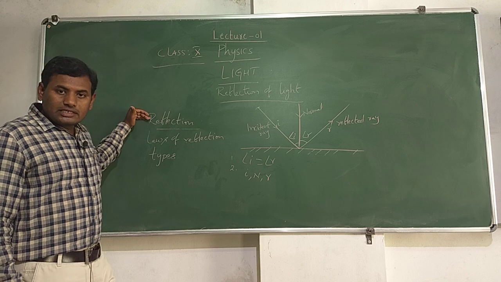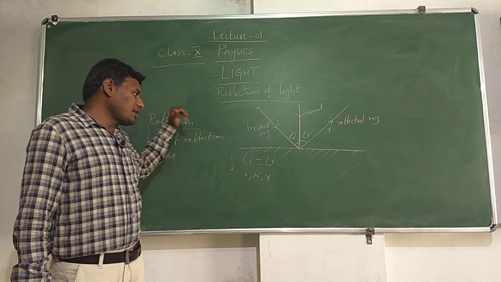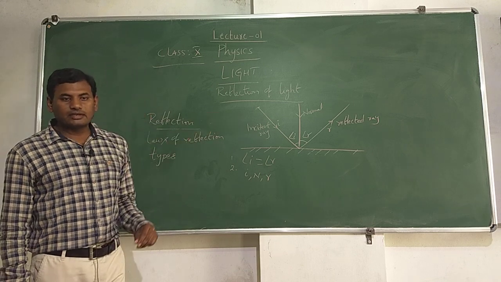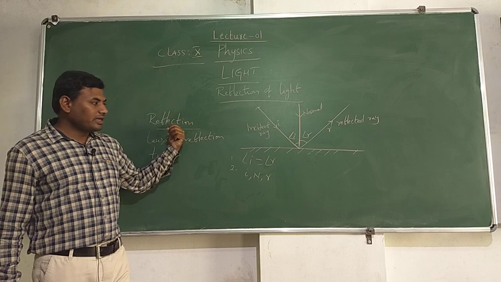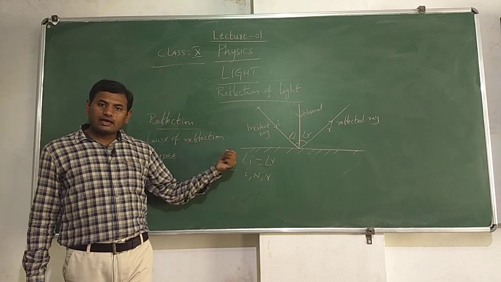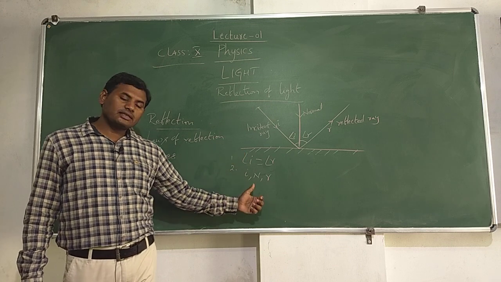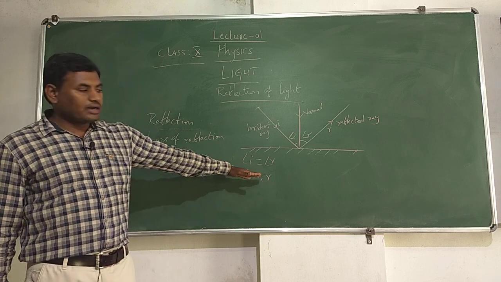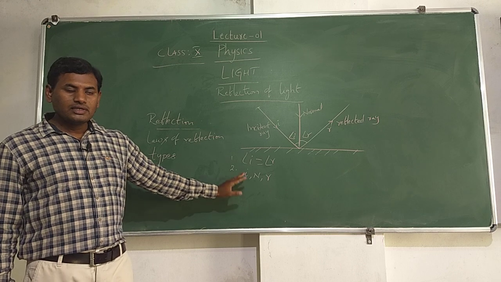So what is reflection? The process of bouncing back of light when it falls on a reflecting surface is known as reflection of light, and it has two laws. One is angle of incidence is equal to angle of reflection, and the other is incident ray, normal, and the reflected ray lie in the same plane.